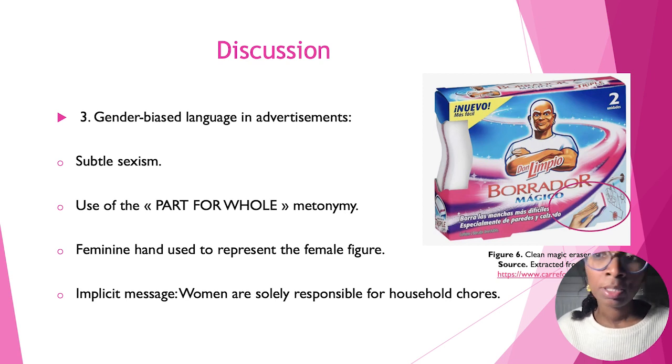Metonymies are common in our daily lives and reflect our perceptions and understanding of the world, and in this case, the metonymic examples subtly replace the explicit portrayals of women as primary users of household products, reinforcing the idea that women are solely responsible for household chores. Even in products such as the one that we can see over here, endorsed by a male figure, the metonymy of a woman's hand using the product persists, implying male supervision of women's work.